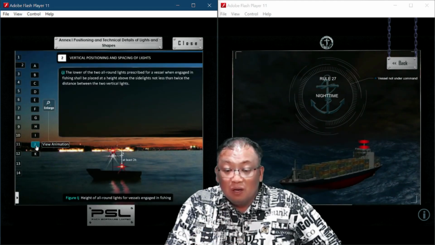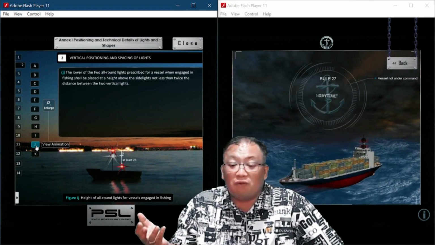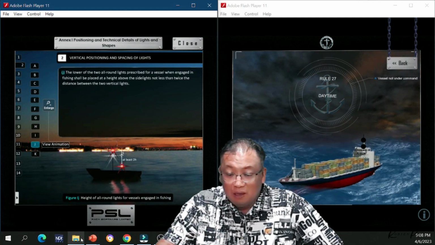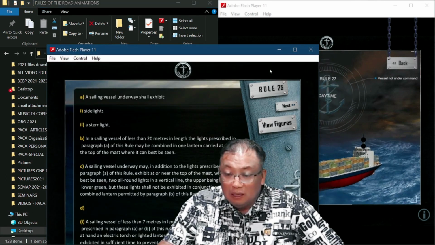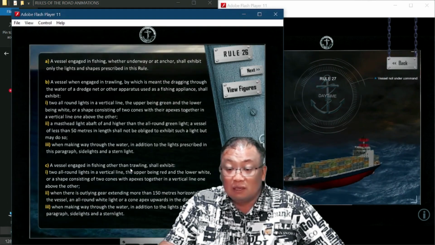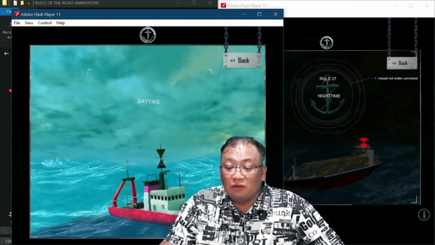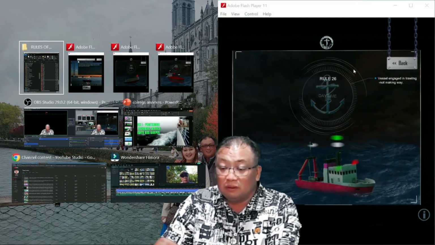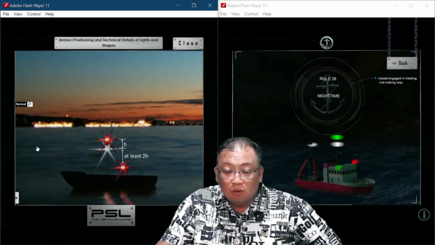Now we have 2 Juliet. The lower of the 2 all-around lights prescribed for a vessel engaged in fishing. So why don't we open a vessel engaged in fishing? Engaged in fishing is Rule 26. This one is a trolling vessel. Okay, so let's open it, it's here.